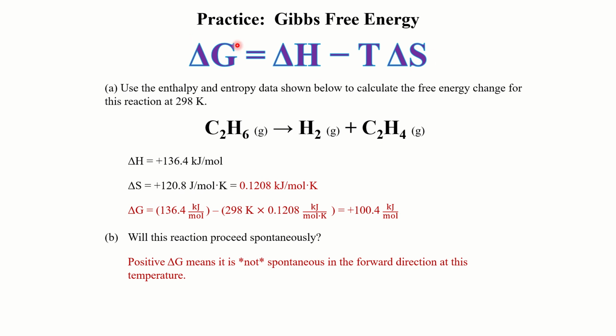Then I'll use this equation, so delta G equals delta H, 136.4, minus T, 298, times delta S, 0.1208. This is equal to 100.4 kilojoules per mole. So we find here that we have a delta G value that is positive 100.4 kilojoules per mole. Second question, will this reaction proceed spontaneously? A positive delta G value means it is not spontaneous in the forward direction.